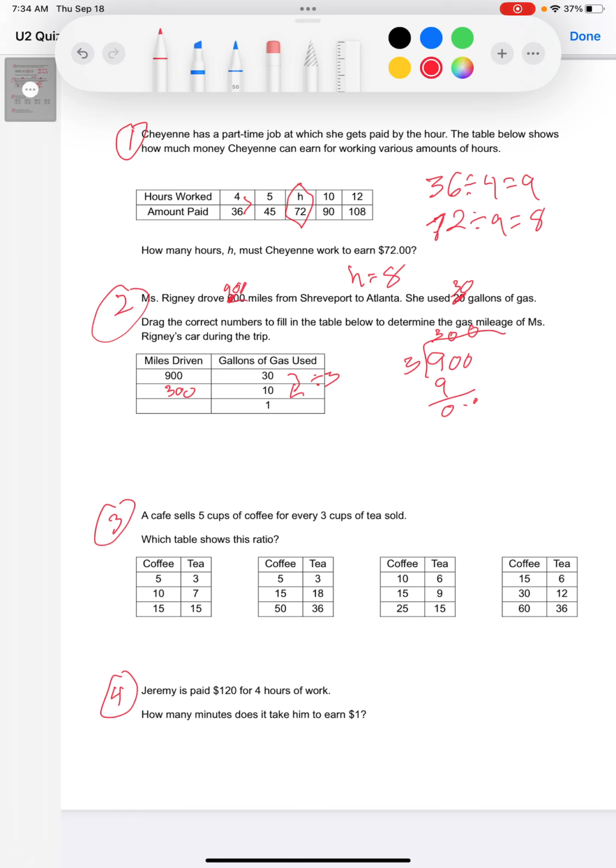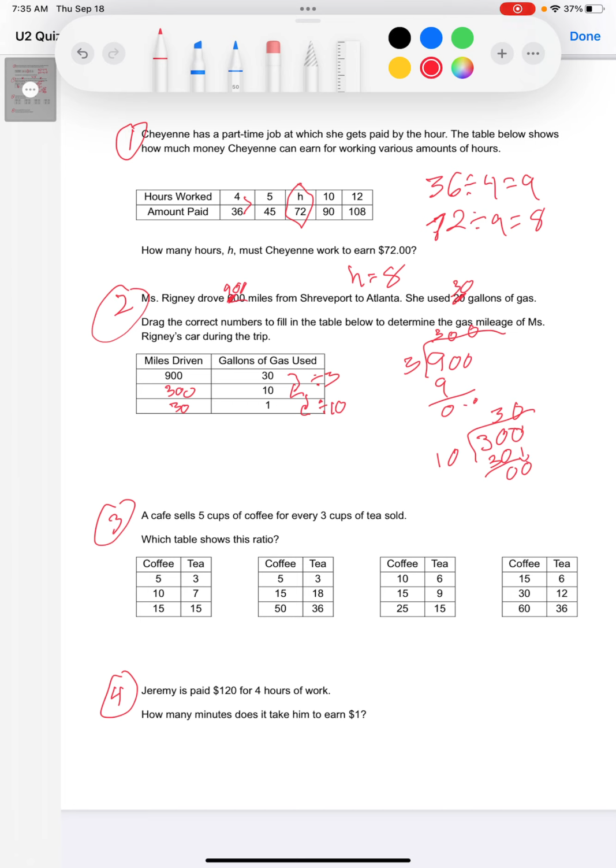Then to get from 10 to 1, we divide by 10. So we do 300 divided by 10. Well, 10 goes into 30 3 times. 10 goes into 0 0 times. So 30. And if you remember your divide by 10 facts, dividing by 10 just means drop that last 0. 300 divided by 10 is 30. We just dropped that 0. Okay.